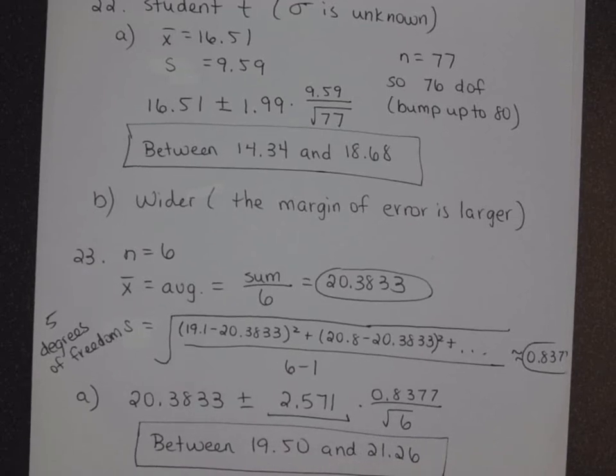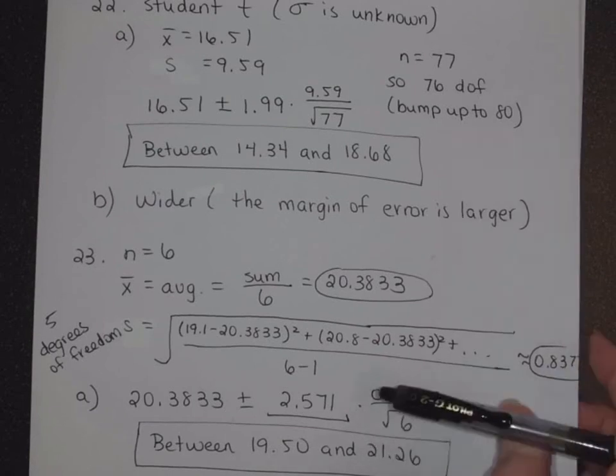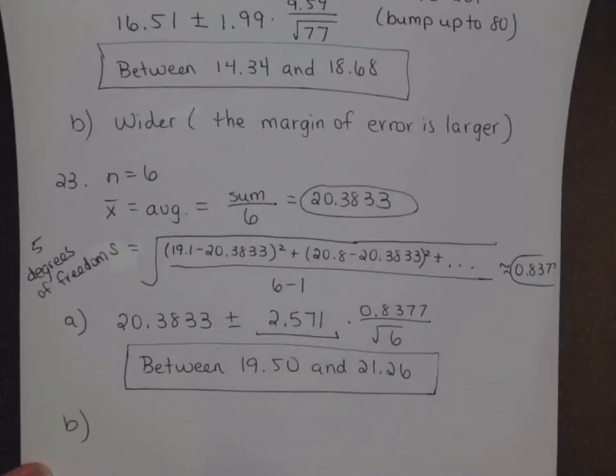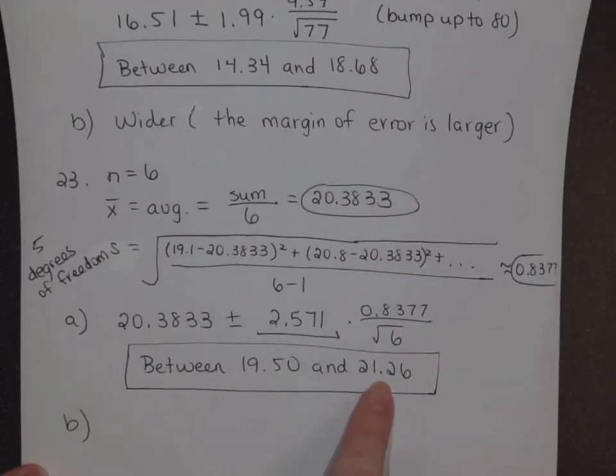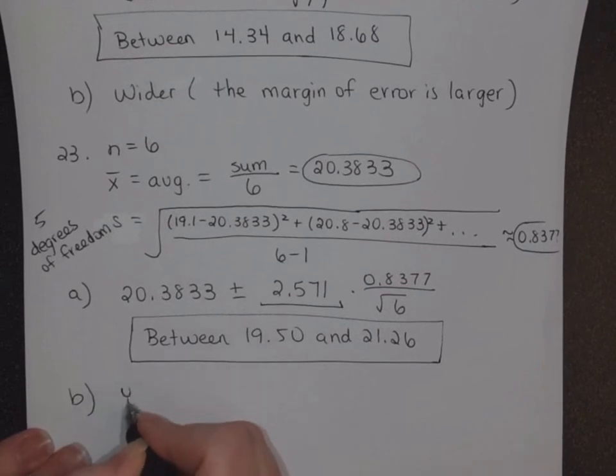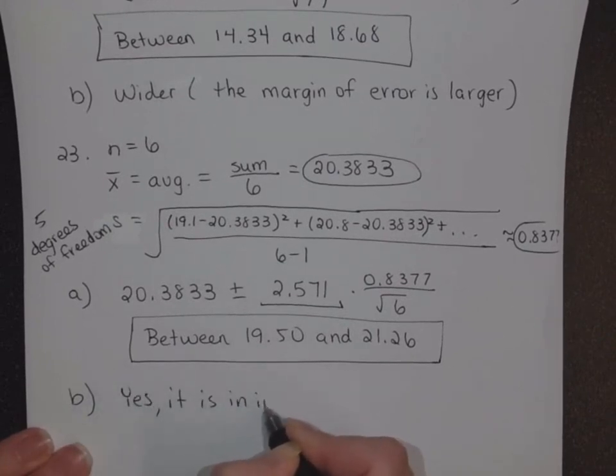And then lastly, would we expect a value greater than 21%? Notice it says maybe greater than 21. 21 is still in this interval, so this is a yes. So I'm just going to say it is in the interval.